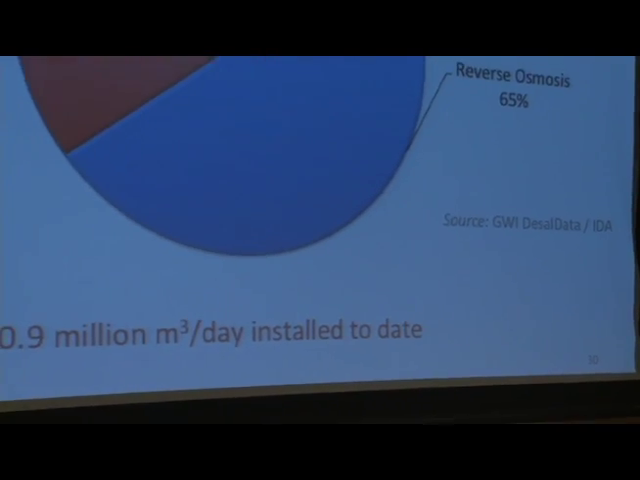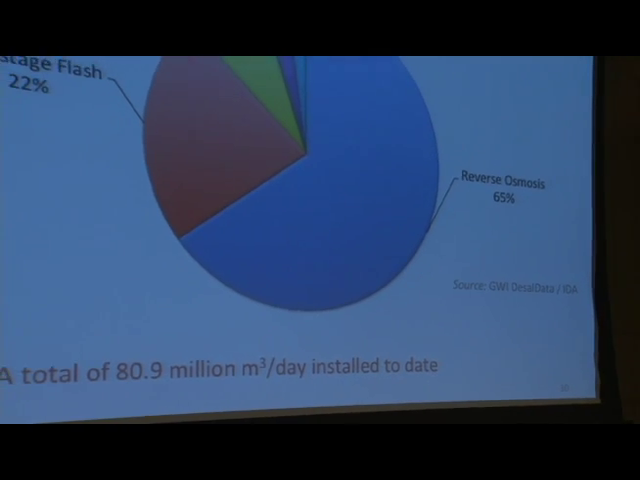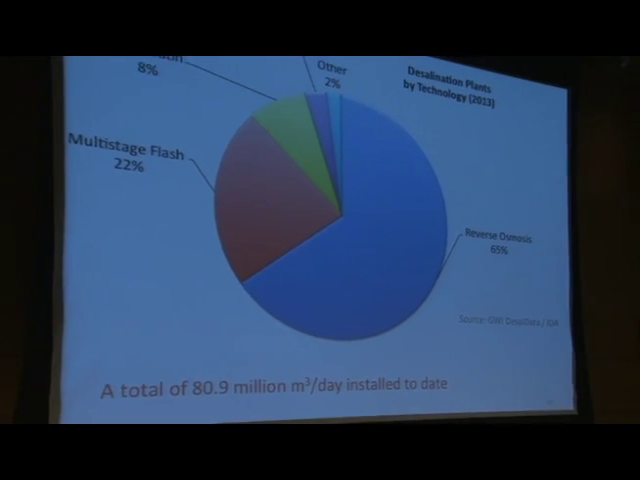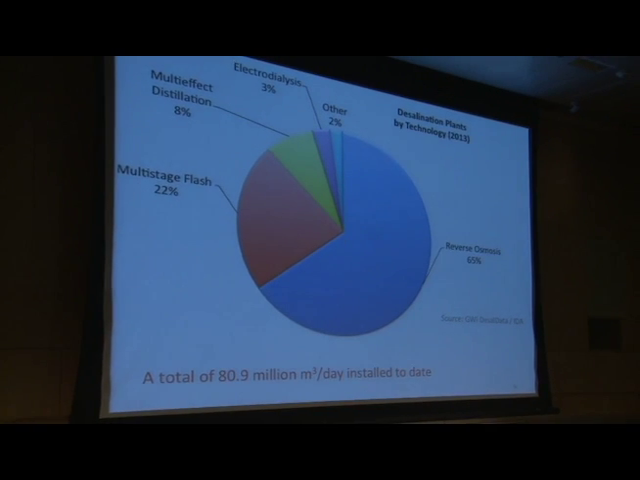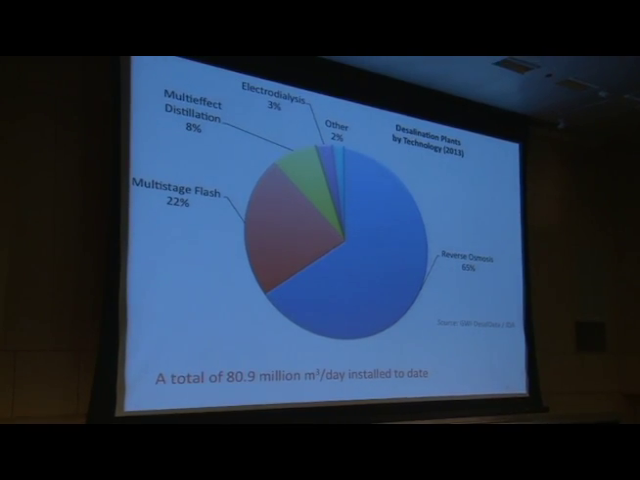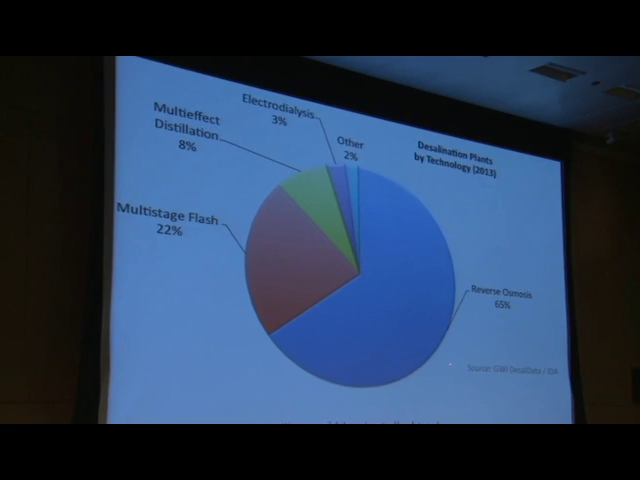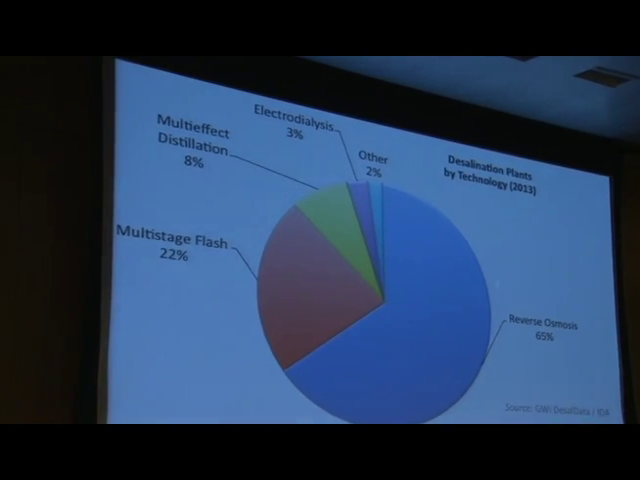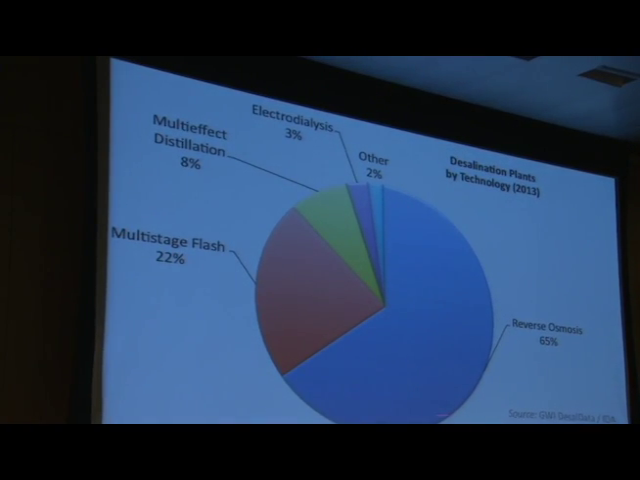So I've given you a range of technologies at this point. This is a map or a pie chart from 2013. It's data from the Desal database. What you see is that worldwide, most of the installed capacity, about 65%, is reverse osmosis. You have fairly large installations of the flash process I showed you, a related process called multi-effect distillation, just a very little of electrodialysis, and then some other technologies.